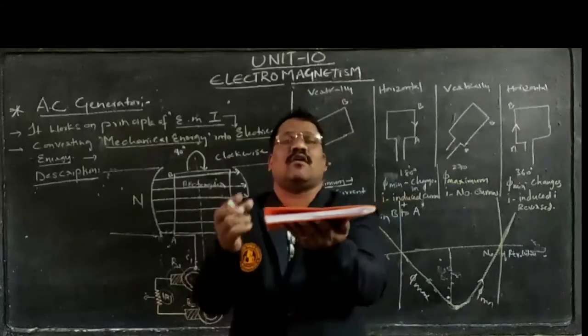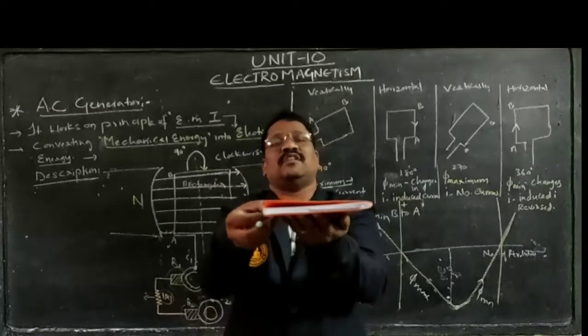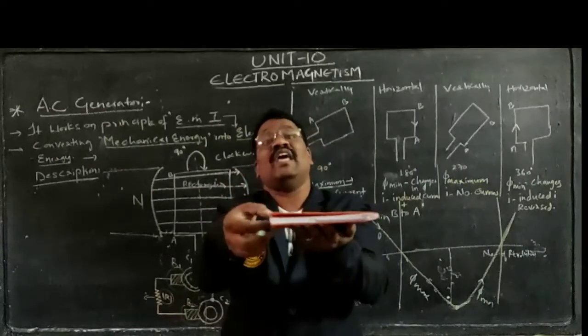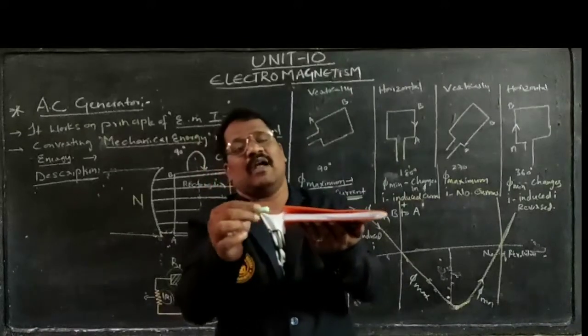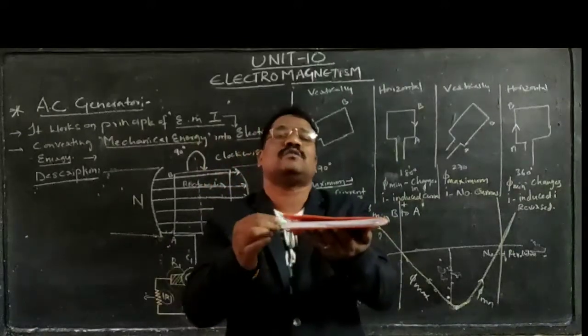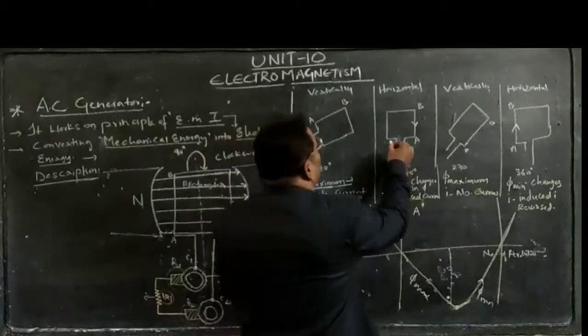Second position: the coil rotates in the clockwise direction. So what happens there? In this position, variation in magnetic flux takes place. Why? Fewer magnetic lines of force will pass through this particular coil. Due to that, what happens here?